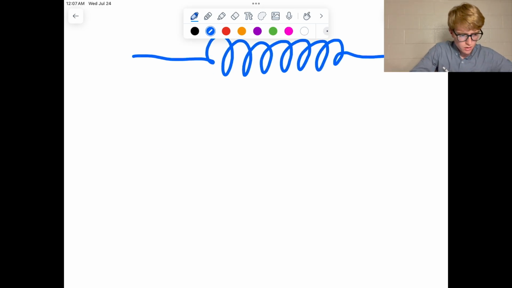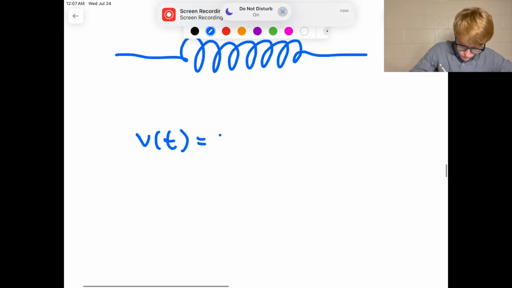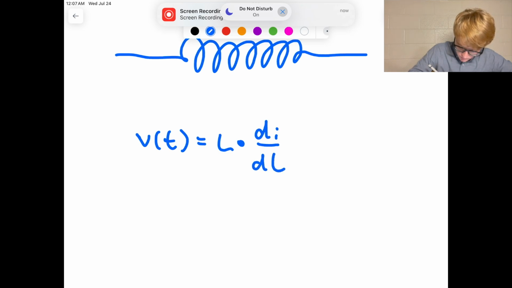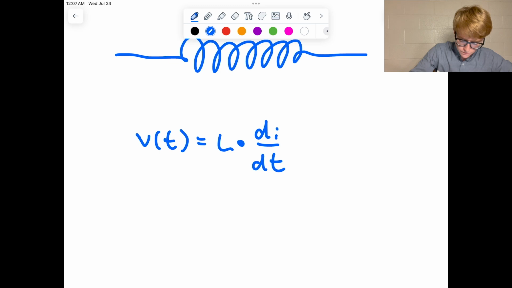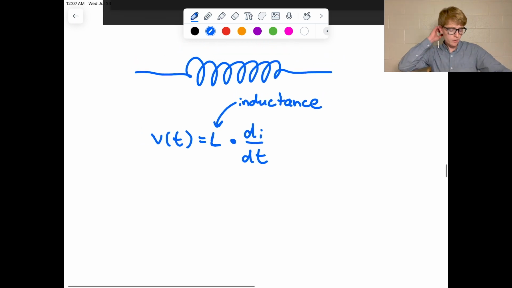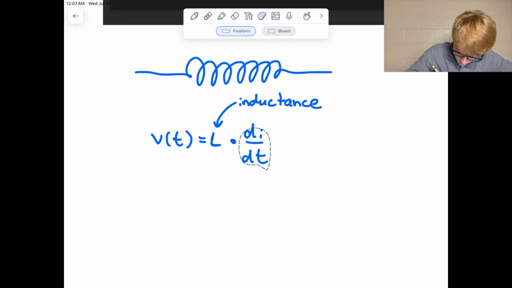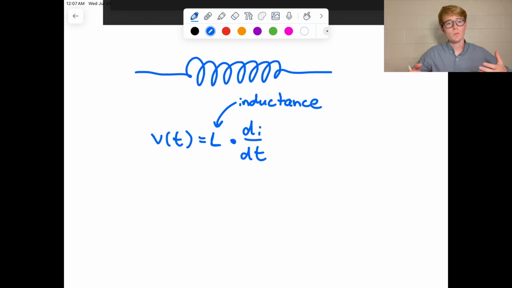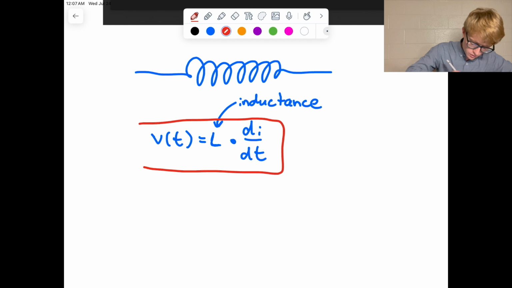Okay, so the equation here is V(t) equals L di/dt, and L is the inductance. So I'll just make that note. This is the inductance. And then the other equation I want to introduce that's a little less important, just background information for you. This is the most important thing right here, this equation.